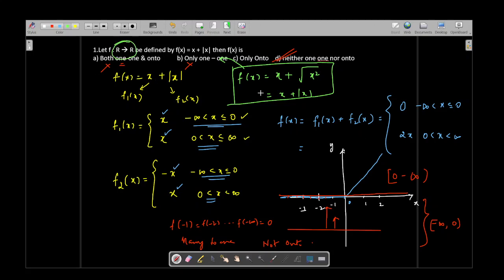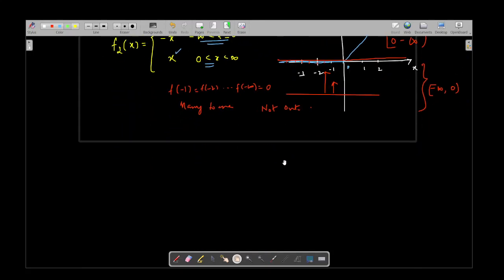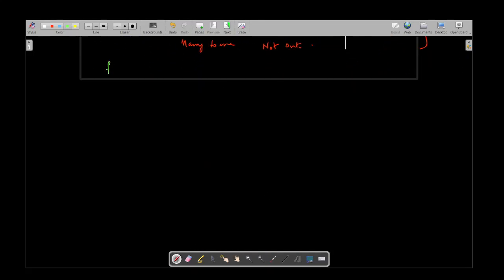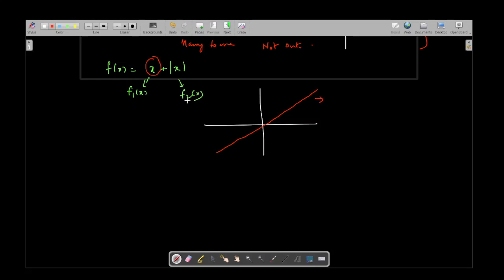This is important. There is another way to plot this. Directly we can plot f of x is equal to x plus mod x. Let us plot these two. I'll take this as f1 of x and this as f2 of x. I'll plot f1 of x first. f1 of x is the function x, a straight line passing through the origin like this. This is my f1 of x, which is x. Next I'll take mod x, which we know looks like this.